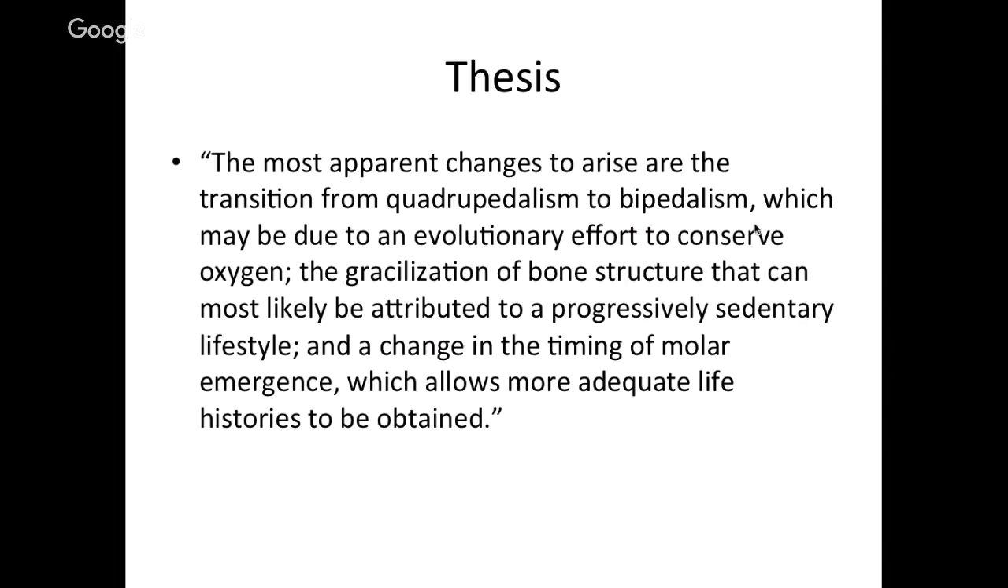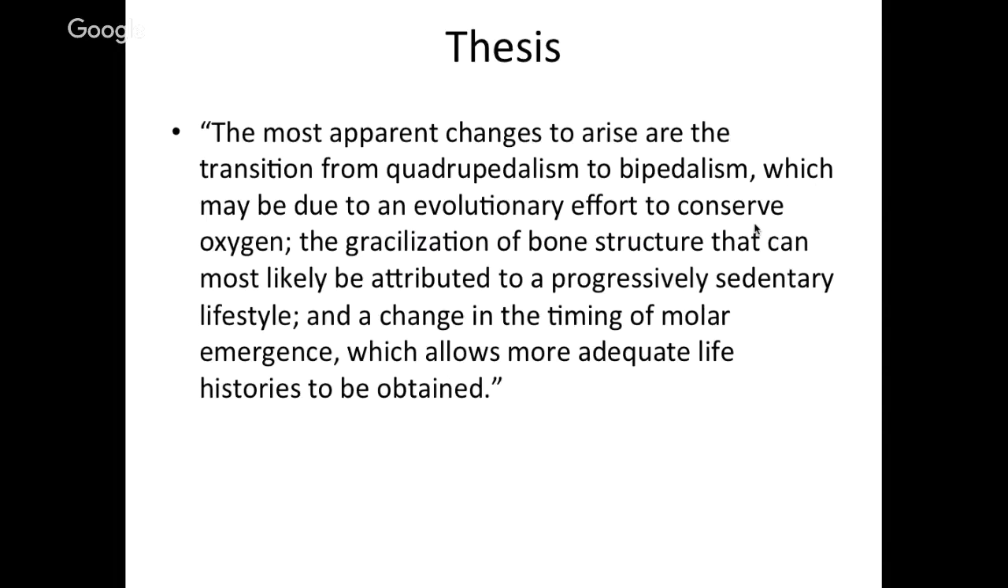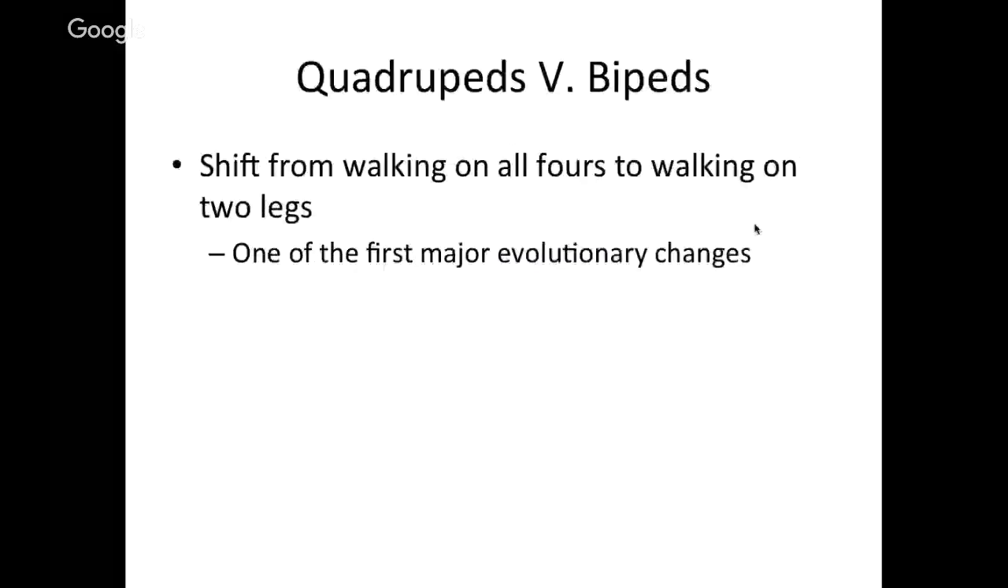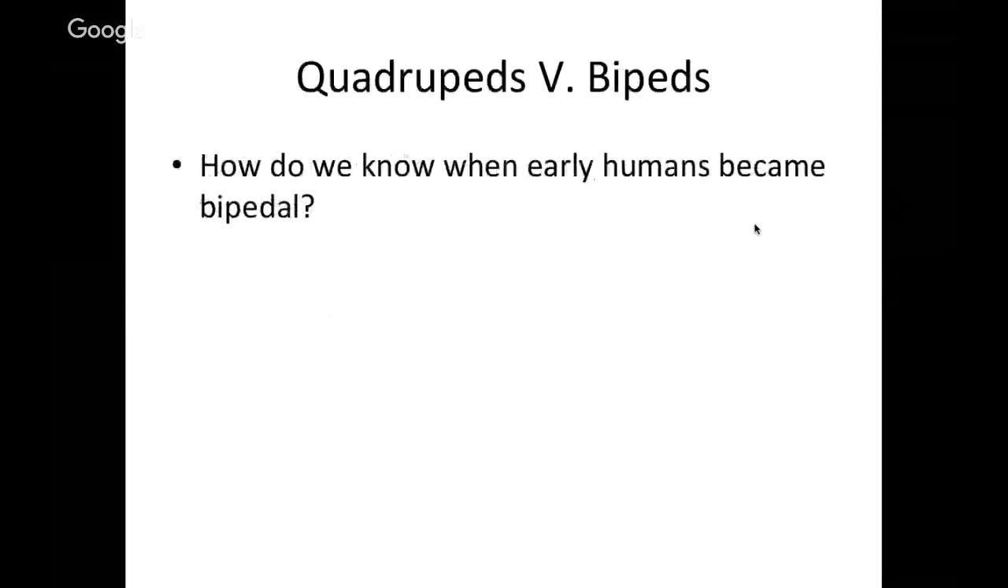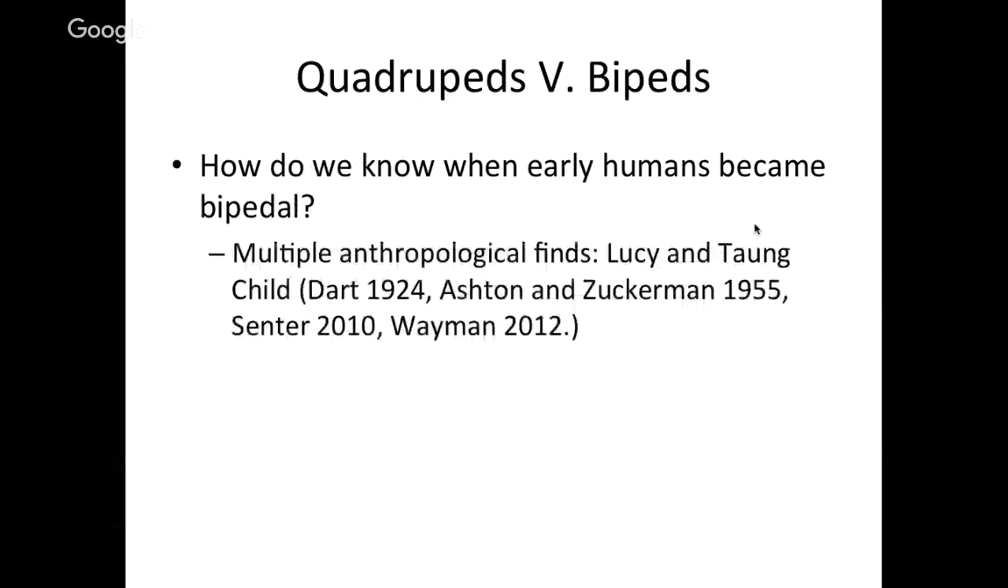So, quadrupeds versus bipeds. That is a shift from walking on all fours to two legs, and it's one of the first major evolutionary changes that's been found, and it may have occurred to encourage oxygen conservation. So how do we know when early humans became bipedal? There are multiple anthropological finds, the finding of Lucy and the Taung child.